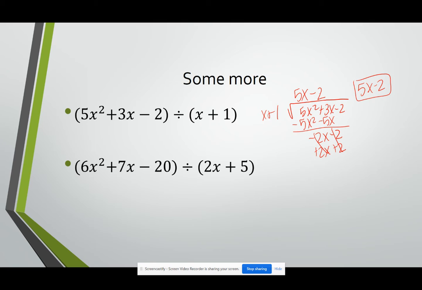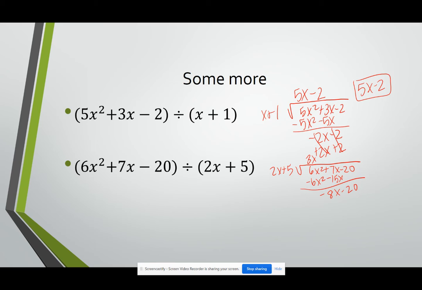Next one, same thing. 6x squared plus 7x minus 20 divided by 2x plus 5. So this gives me 3x, minus 6x squared then, because we do 3x times 2x is 6x squared, subtract it. 3x times 5 gives me minus 15x. So we get negative 8x minus 20.